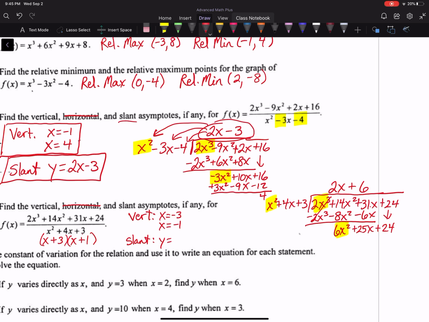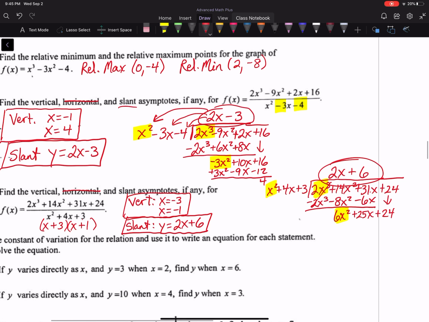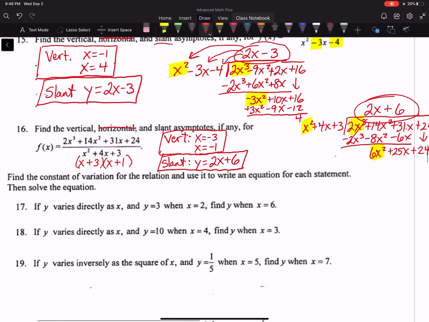I'm not going to keep going this time because there is my answer right there. 2x plus 6. So y equals 2x plus 6. That is your slant asymptote, excuse me, not your slant height. And your vertical asymptotes are x equals -3, x equals -1.